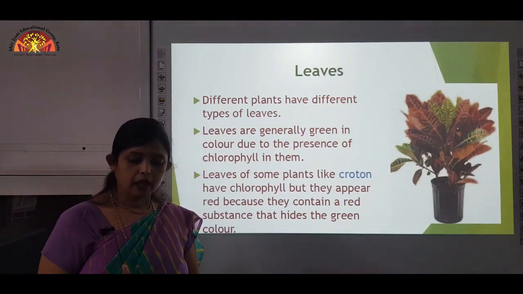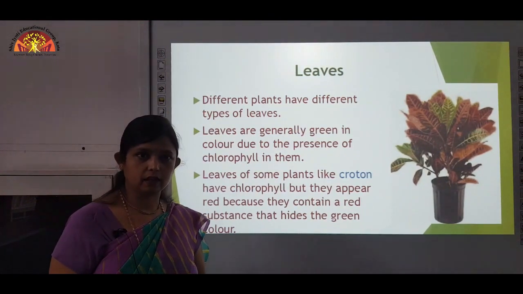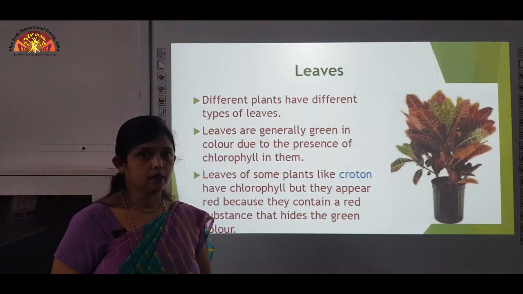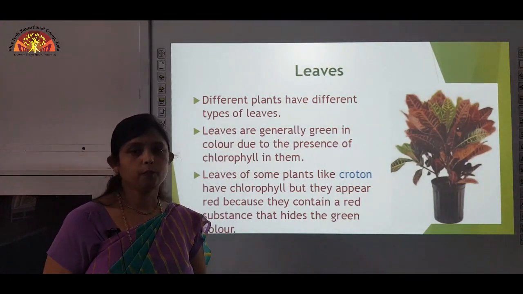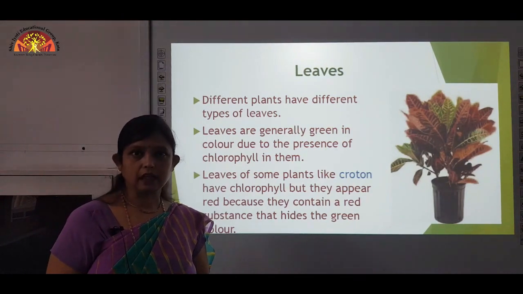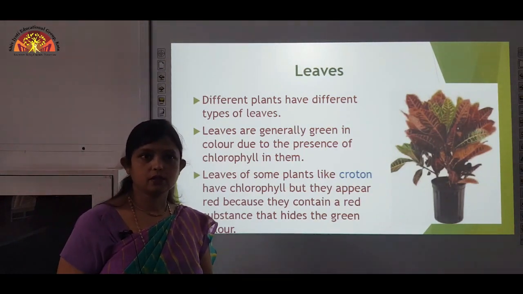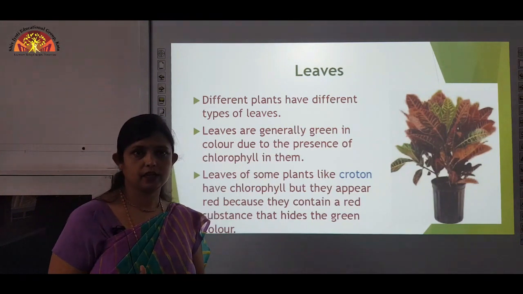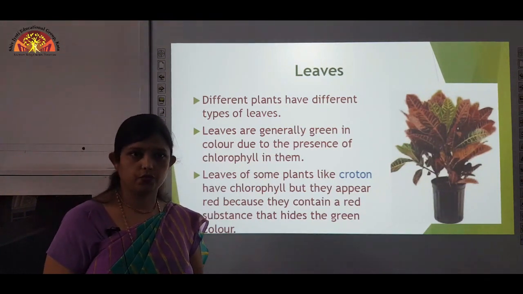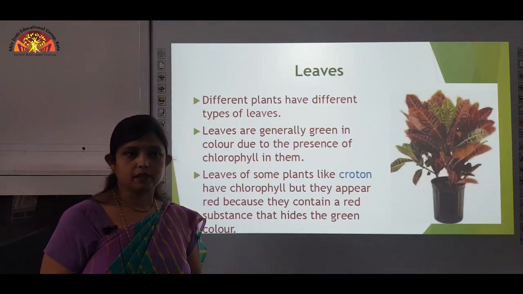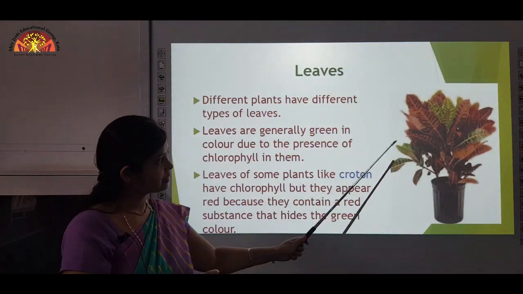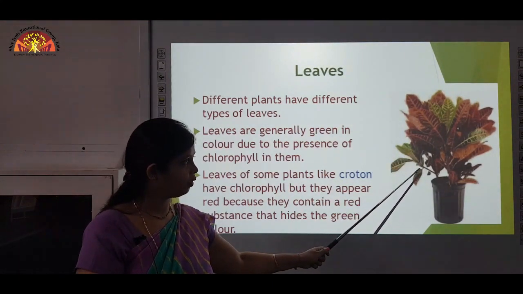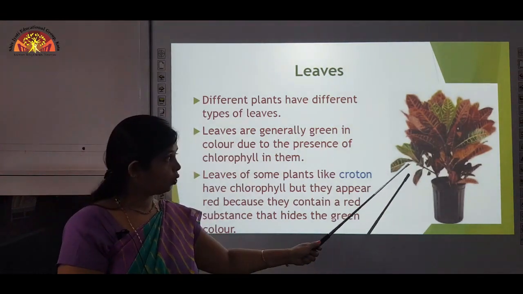So children, leaves are generally green in color, but in some plants leaves appear red in color. And why is this so? Leaves are green in color due to the presence of a green colored substance which is called chlorophyll. But in some cases, like in the case of the croton plant, as you can see in the picture shown here, this is a croton plant.